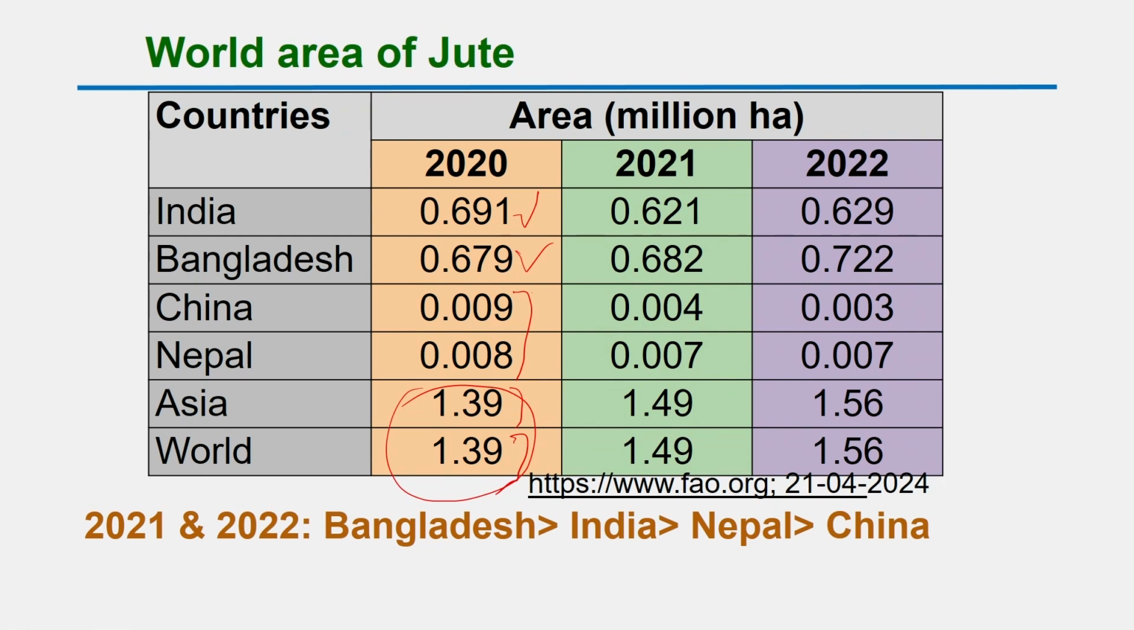Then you see the trend of area in million hectares in 21 and 22. This time in both these years, Bangladesh has taken over India in area. So you can see Bangladesh has the highest area in 21 and 22, followed by India and then Nepal and China. Nepal and China have very small or insignificant area here also. But you can see compared to China, Nepal had more area in 21 and 22.